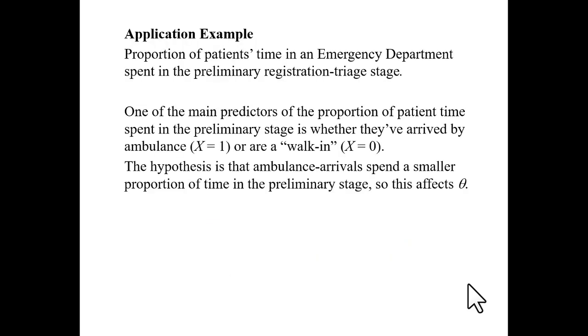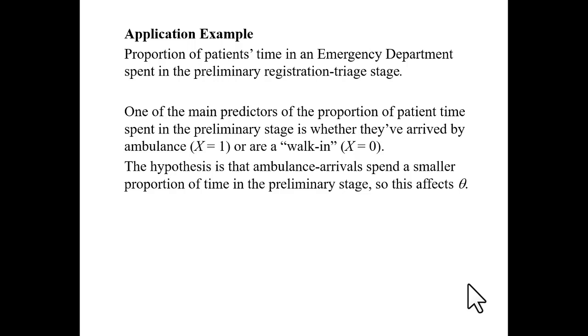Now, I'll give an example of an application. I'm going to be talking about modeling the proportion of patients' time spent in an emergency department at a Canadian hospital in two stages. First, the preliminary registration and triage stage. One of the main predictors of the proportion of patient time spent in this preliminary stage is whether they arrived by ambulance or are a walk-in. So we're going to use this binary variable as a predictor here.